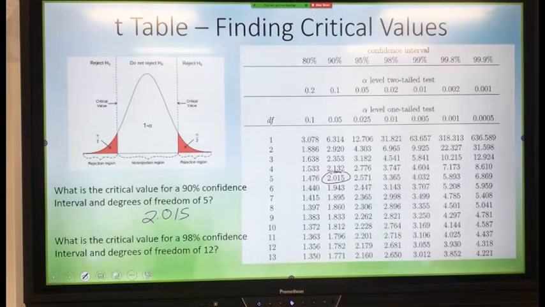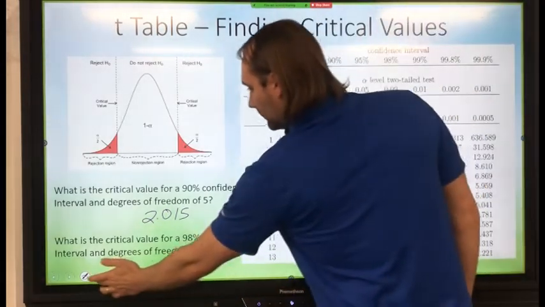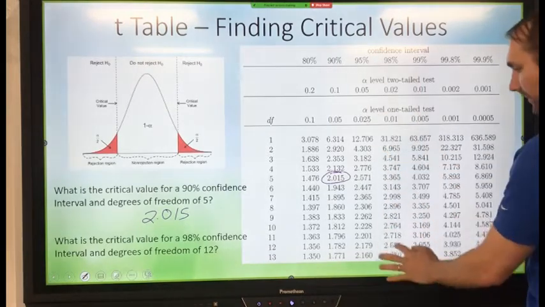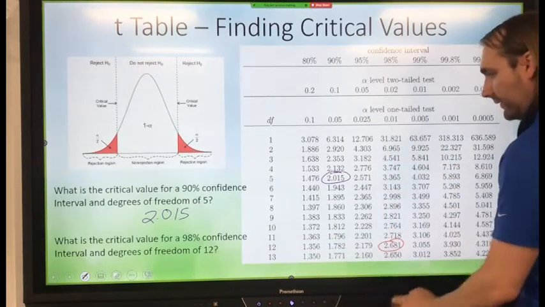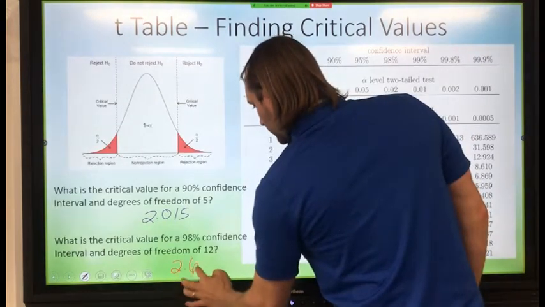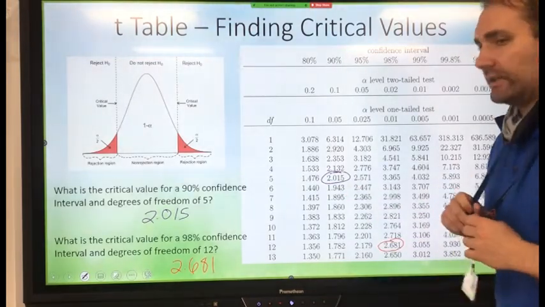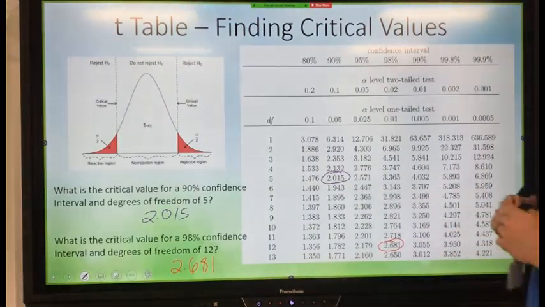What is the critical value for a 98% confidence interval with degrees of freedom of 12 from this table? 98% confidence level, degrees of freedom is 12. What do you see? 2.681. Yeah, 98%, 12, 2.681. So that's how you're going to find the critical values. You're going to use the table, which is more accurate than using the calculator. So we're going to use a table for these critical values.